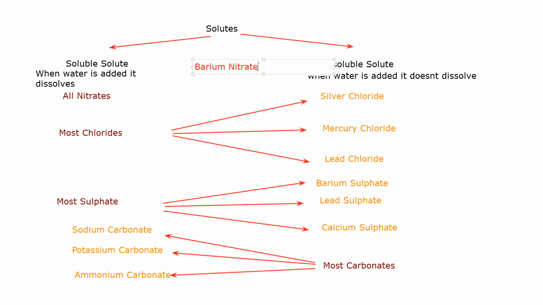If I change the name to sodium chloride, will it dissolve? Most of the chlorides are soluble. As you can see in this table, most of the salts which are chlorides are soluble, except three: silver, mercury and lead. This is not silver, mercury or lead, so sodium chloride will be soluble, meaning when you add water it will dissolve. Is it clear?